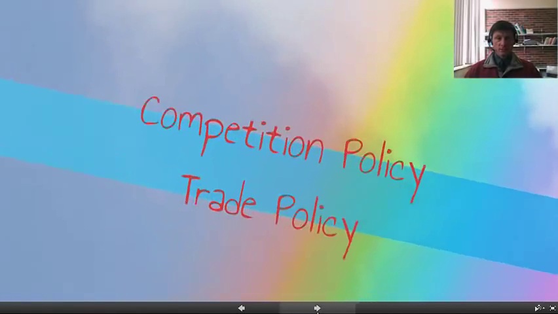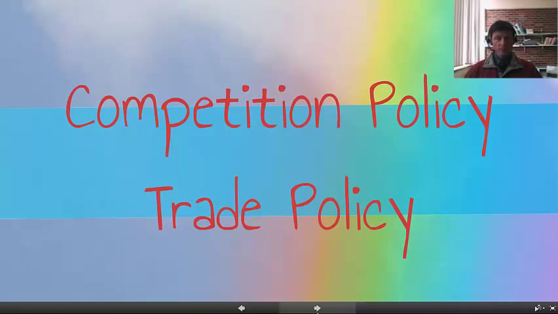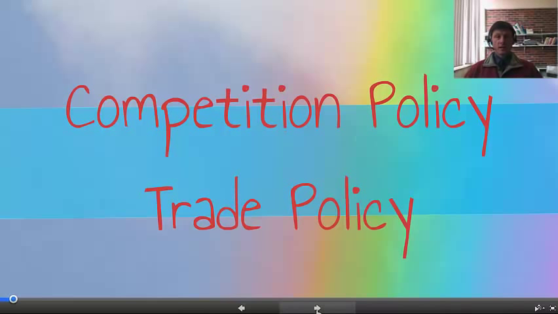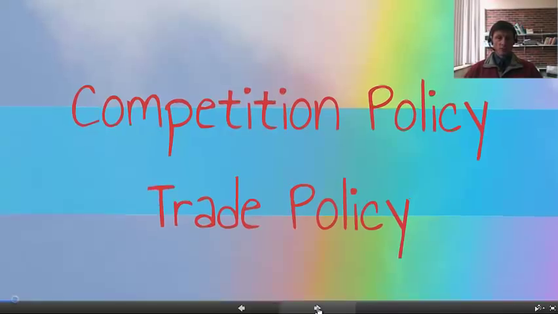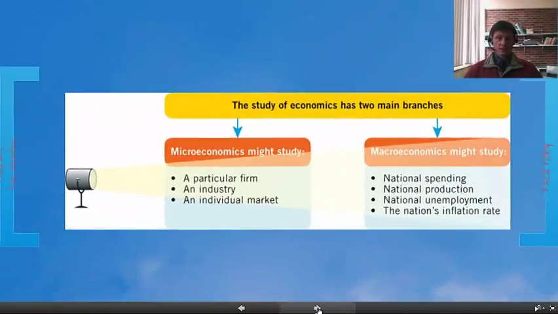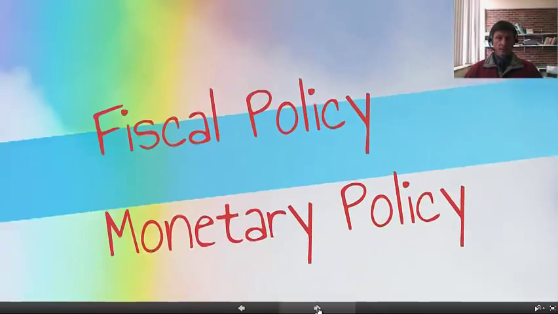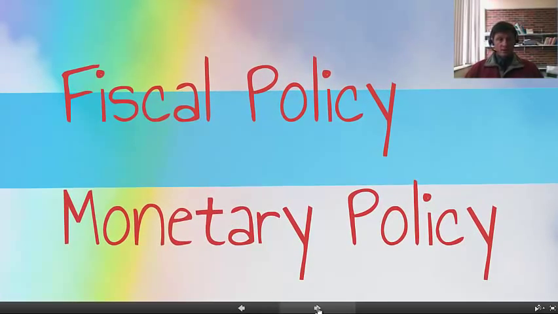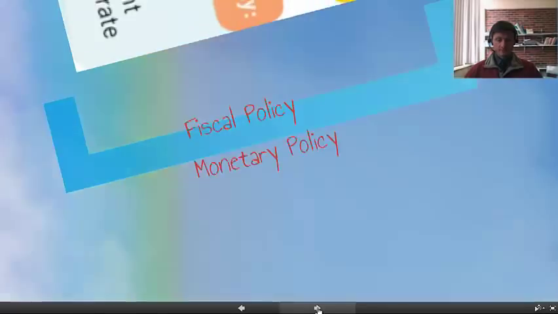If we talk about microeconomic policy, we're talking about the competition policy and trade policy between the industries or the firms within that particular industry sector. If we start talking about the macro side of things, we're talking about fiscal policy and monetary policy, and that's really the crux of what we're going to be focusing on today, talking about how governments can manage our economy using fiscal and monetary policy.